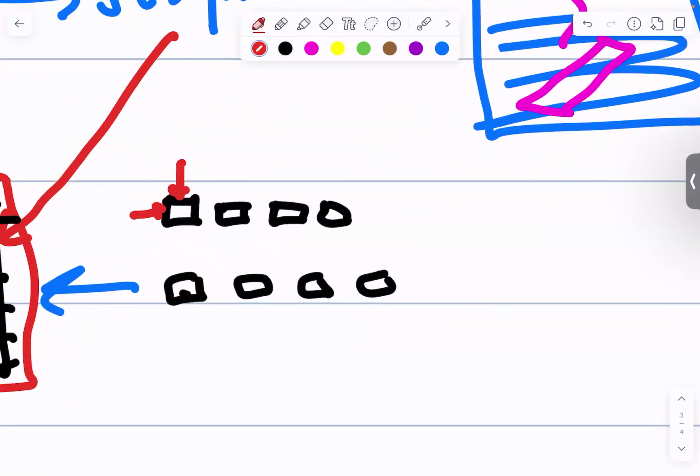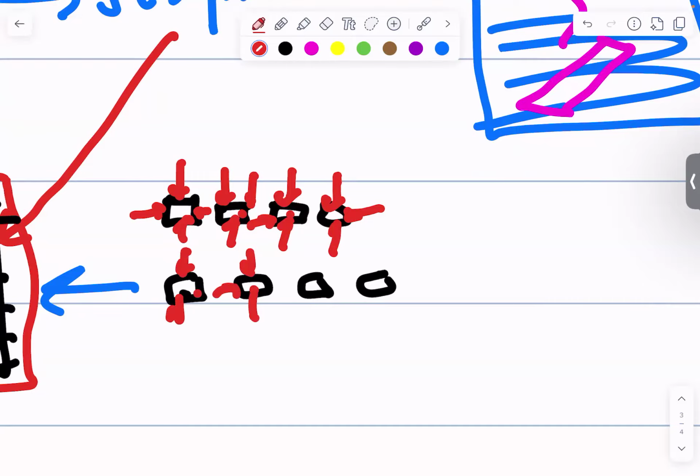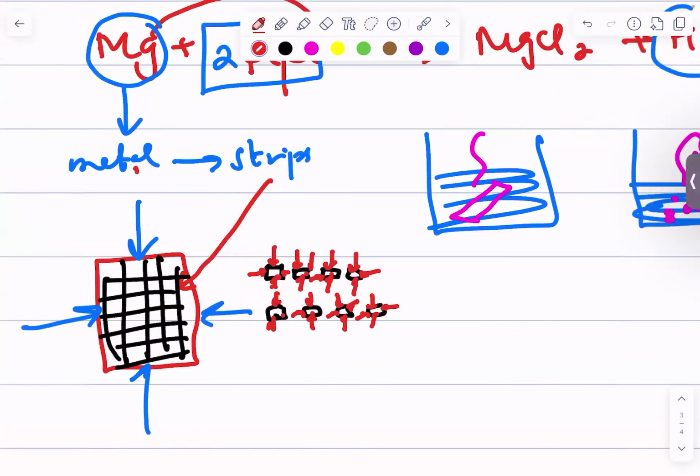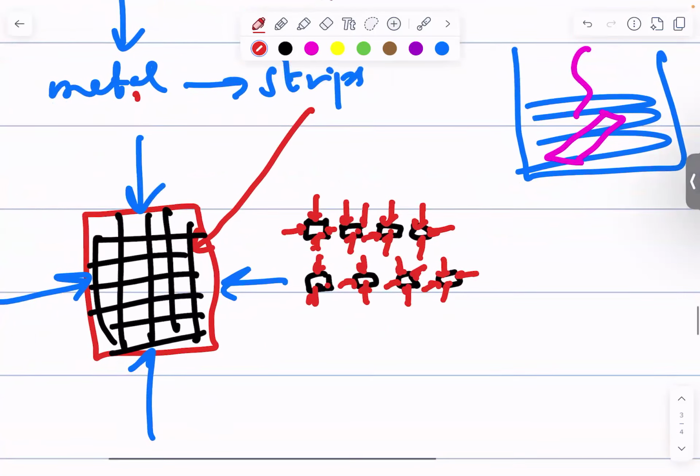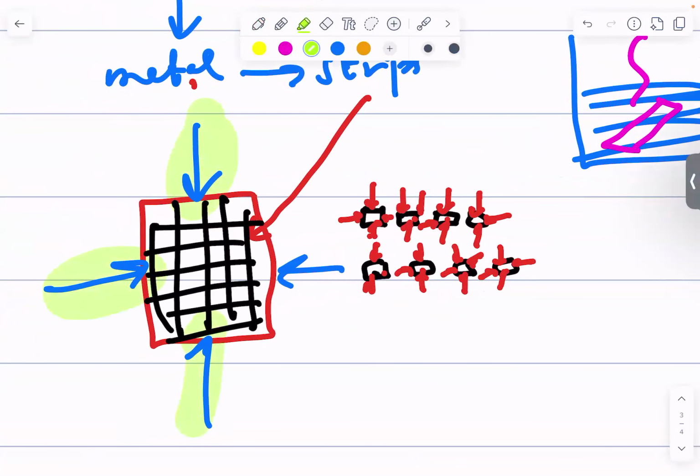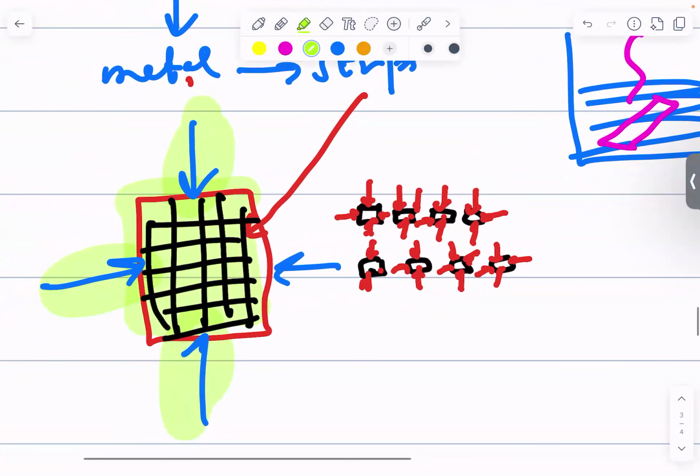Acid will react from all sides. So that means that the rate of the reaction would increase. Can you see I have only made 1, 2, 3, 4, 5, 6, 7, 8 small particles. Look how quickly acid can react on each particle. As compared to this, there are only 4 points from where the acid could react on this lump.